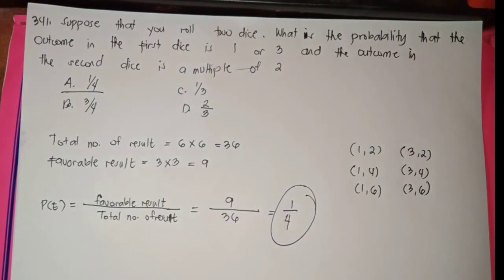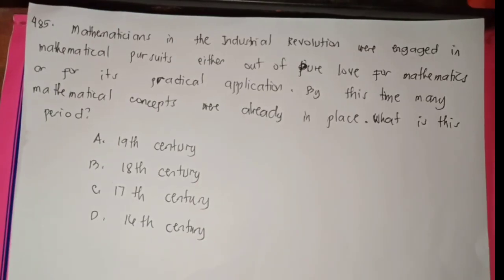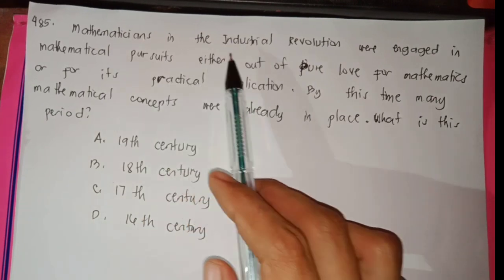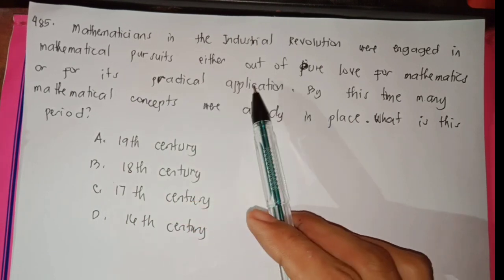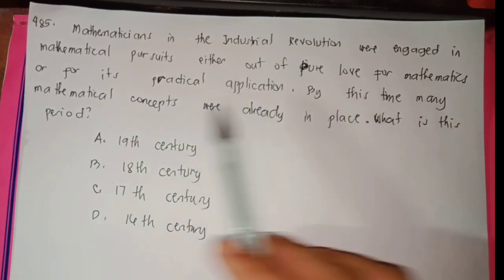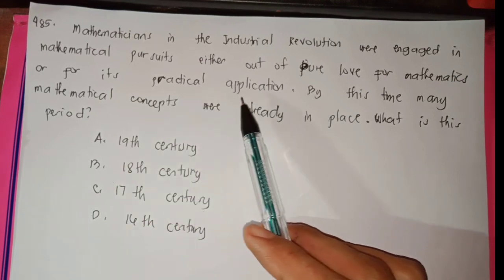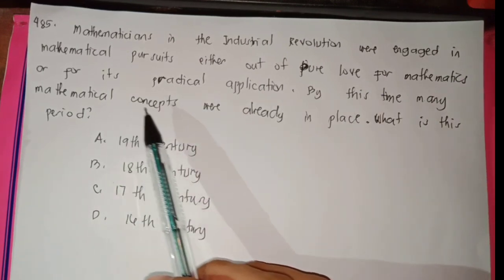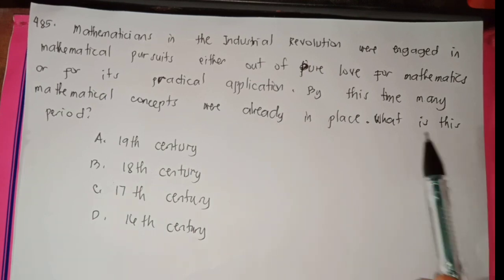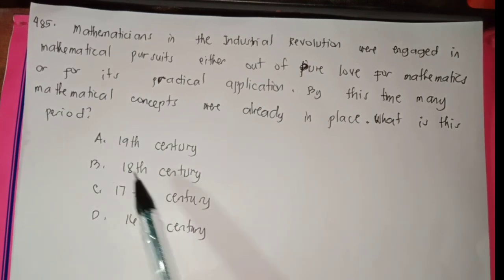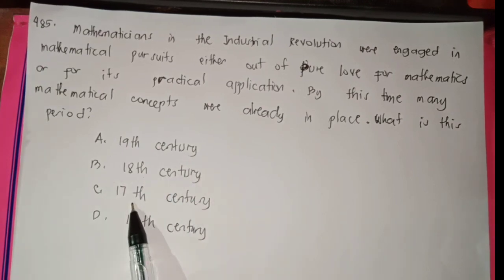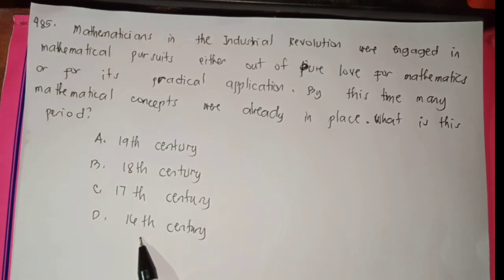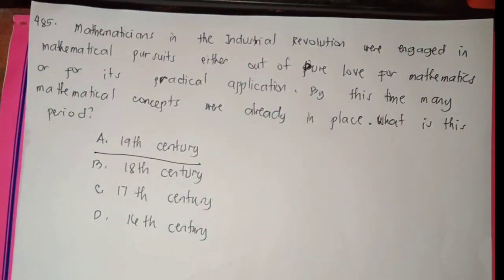Next question, we have, mathematicians in the Industrial Revolution were engaged in mathematical pursuits either out of pure love for mathematics or for its practical application. By this time, many mathematical concepts were already in place. What is this period? A. 19th century, B. 18th century, C. 17th century, D. 16th century. The correct answer is letter A, which is the 19th century.